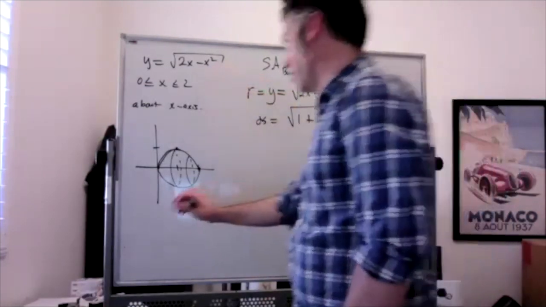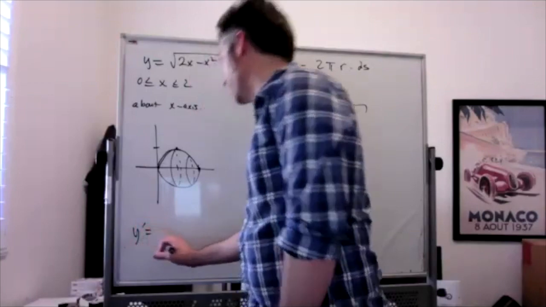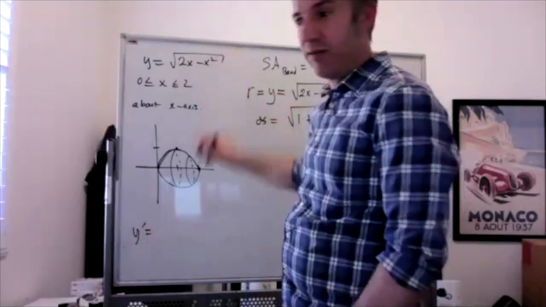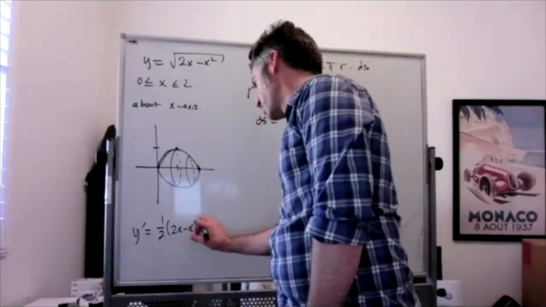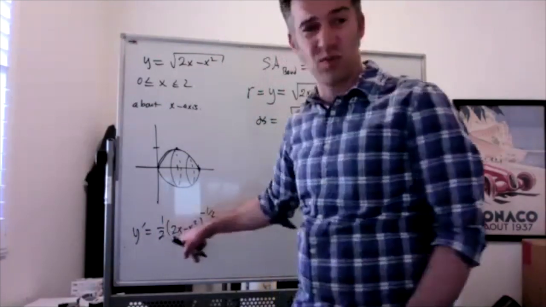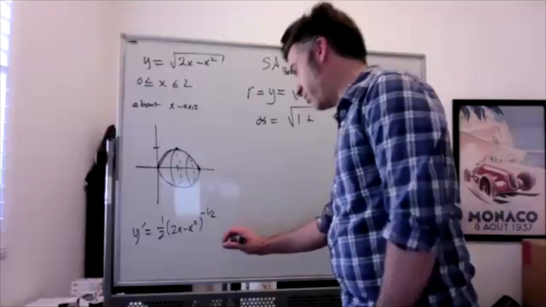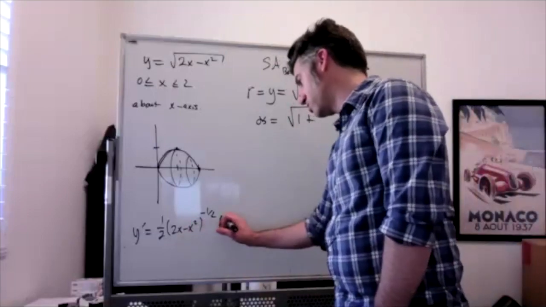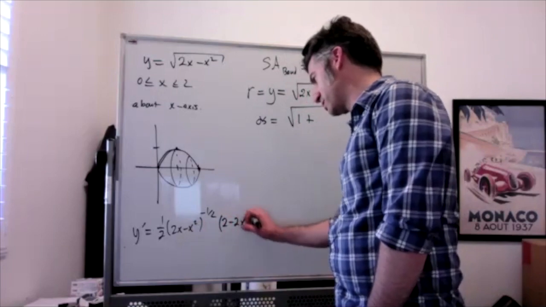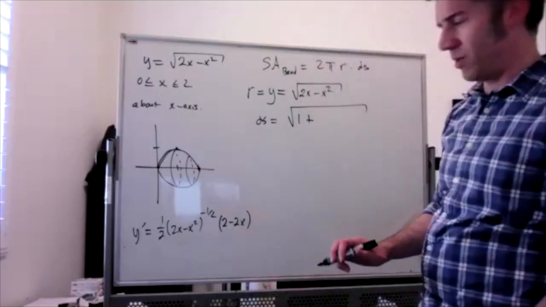Let's take a moment here. Y prime is going to be, that's that to the 1/2, so y prime is going to be 1/2 times that, so the negative 1/2 times the derivative. It's looking terrible. Don't worry, it's going to work out all right. Times, let's see, the derivative of this is 2 minus 2x. Whew. We're going to square that.